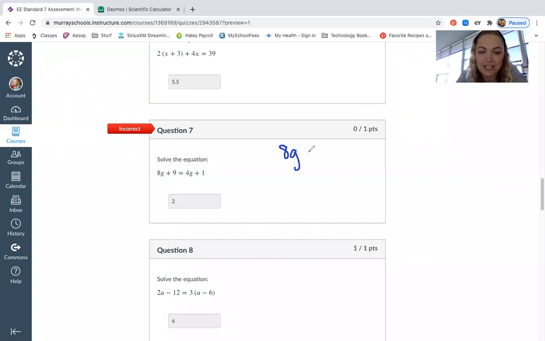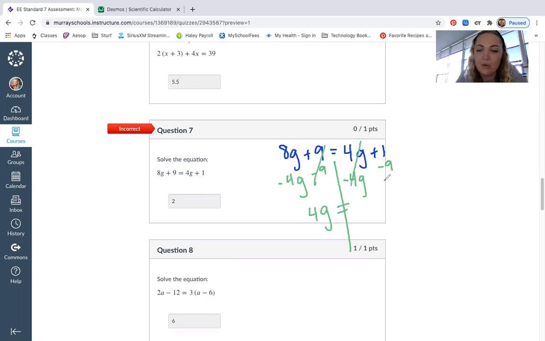We've got 8g plus 9 equals 4g plus 1. And what I should have seen was when we subtracted 4g from both sides, and then we subtracted 9 here, we would have had 4g equals, these eliminate, 1 minus 9 is -8. Then when we divide by 4, we get g equals -2. And you see that I put a +2 there. So this should be a -2, which I hope that you saw on yours as well. Okay, let's see where the other one is.